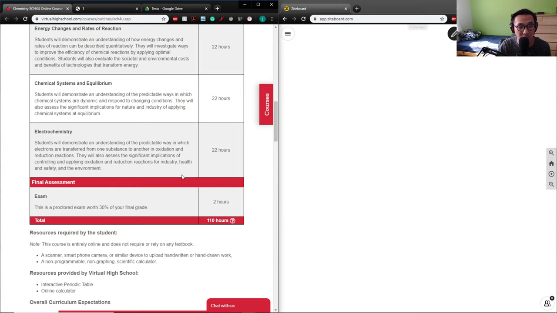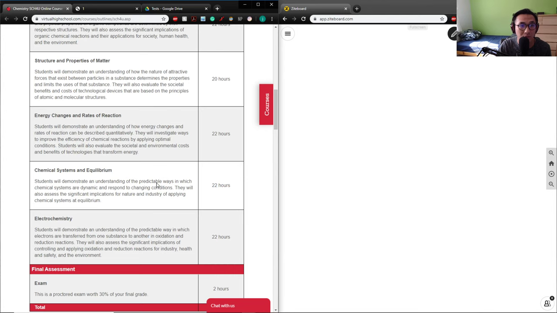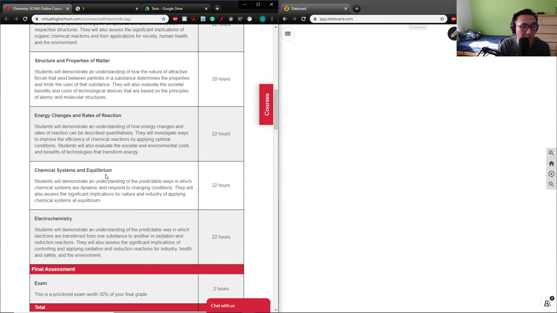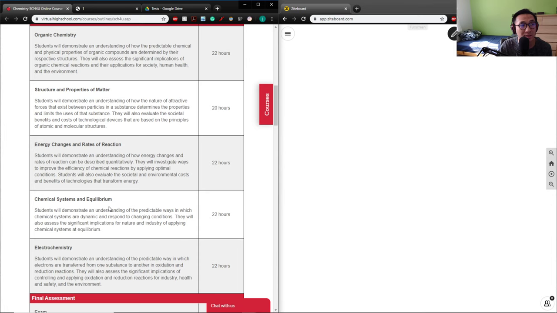So that's an overview of grade 12 chemistry. We have organic chemistry, structure and properties of matter, energy changes, chemical systems and equilibrium, and electrochemistry. We have five units, and that's how we are going to do things here. To start off, we're going to start with organic chemistry.